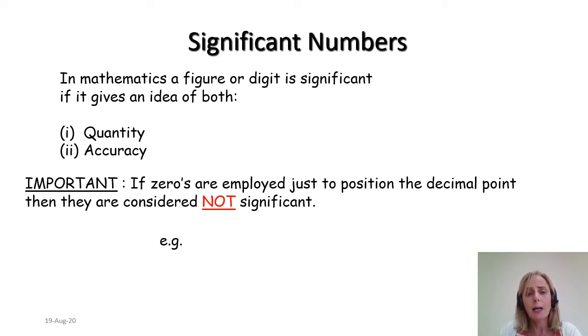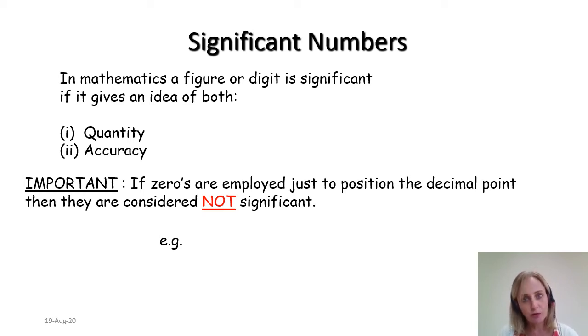Okay, so what a significant number is in mathematics: a figure or digit is significant if it gives an idea of both quantity and accuracy. In other words, essentially what it means is zeros are not considered significant if they're only holding all the other numbers in place. Zeros can be significant if they imply quantity or accuracy, but if they're only there to hold numbers in place, then they are not significant. So let's look at some examples.